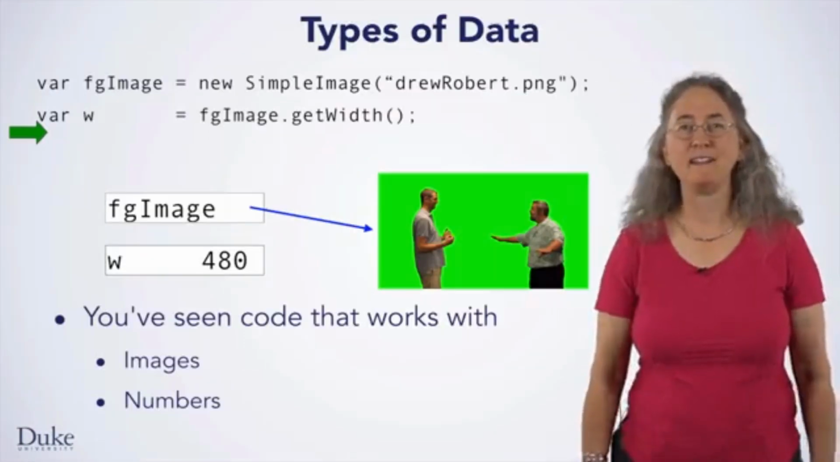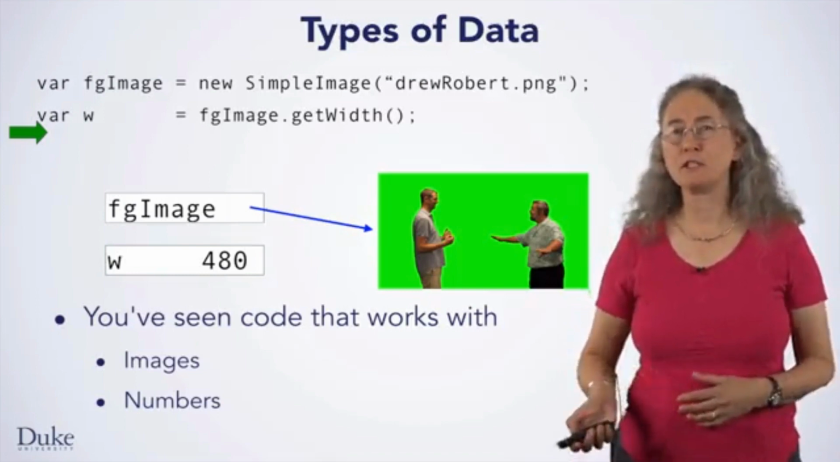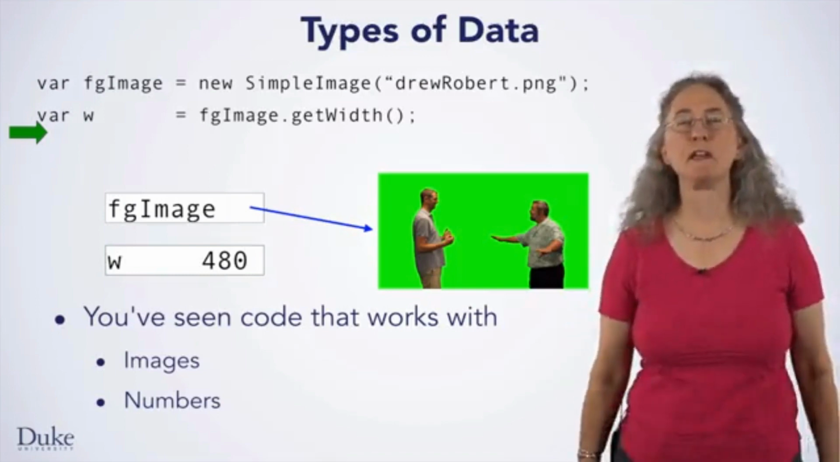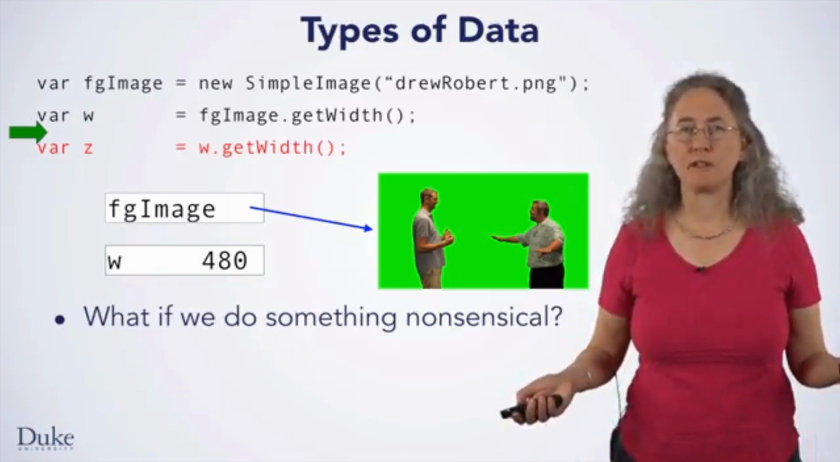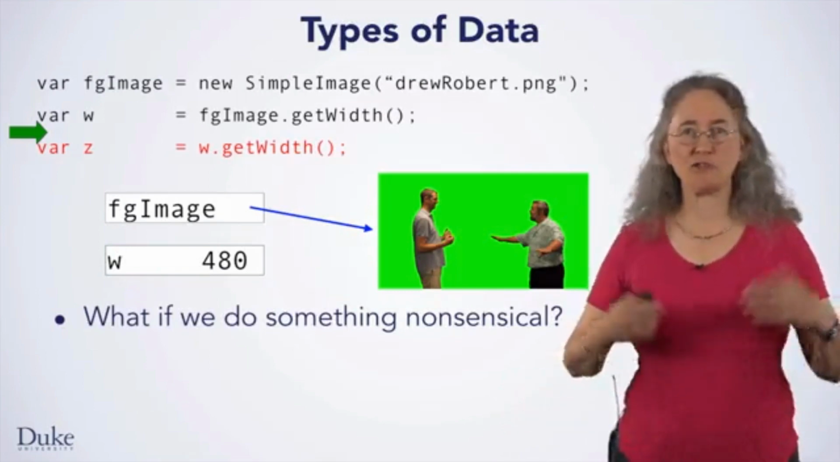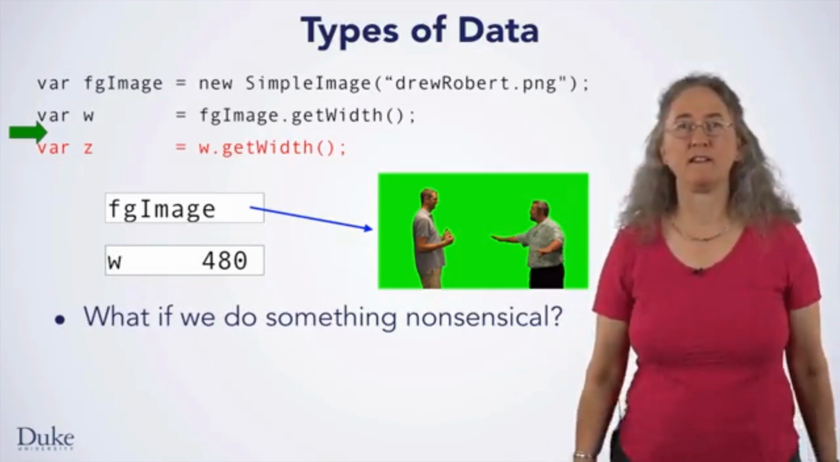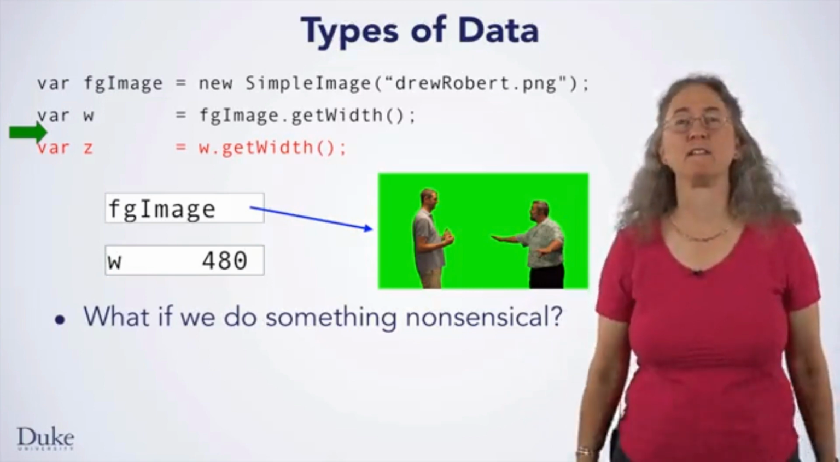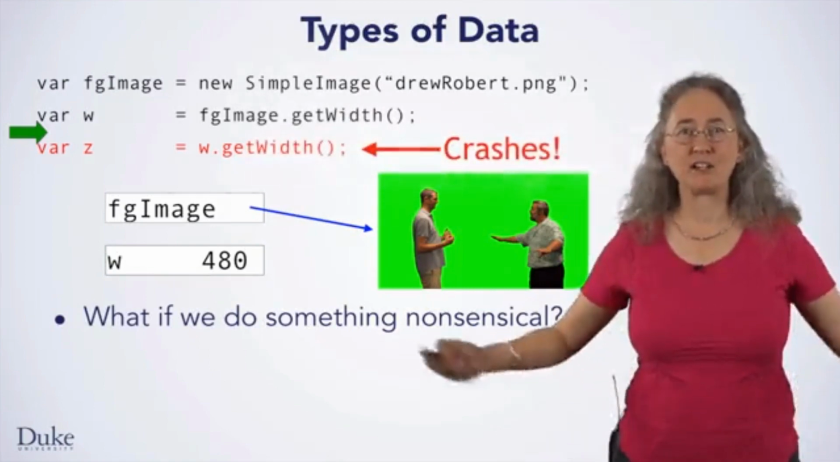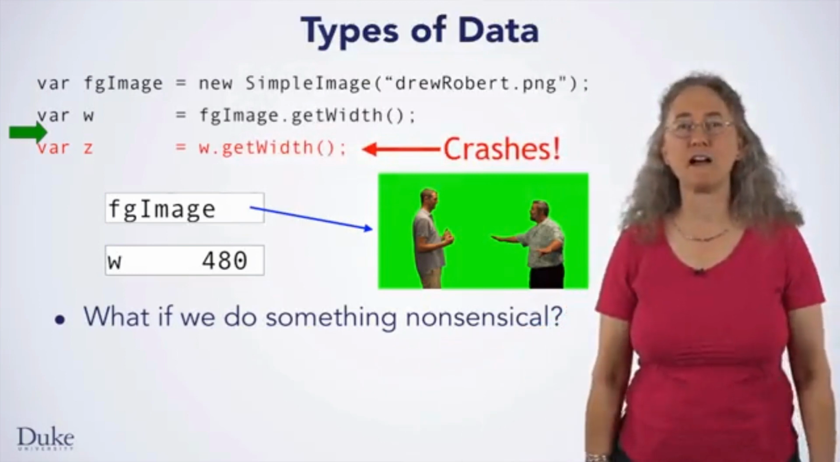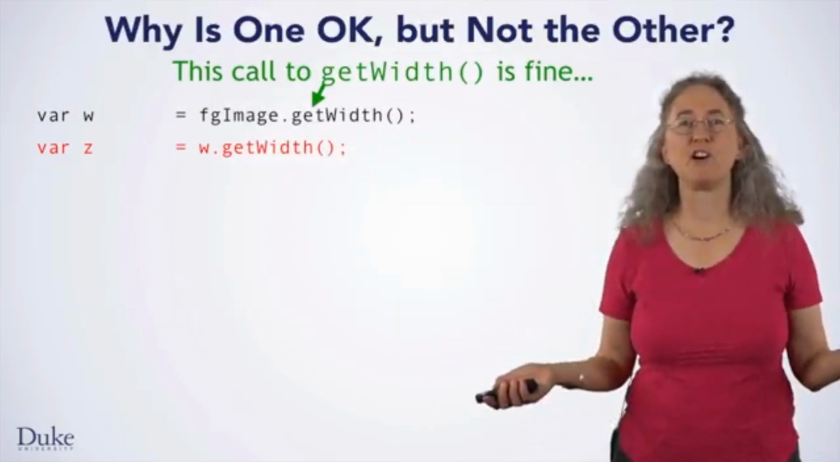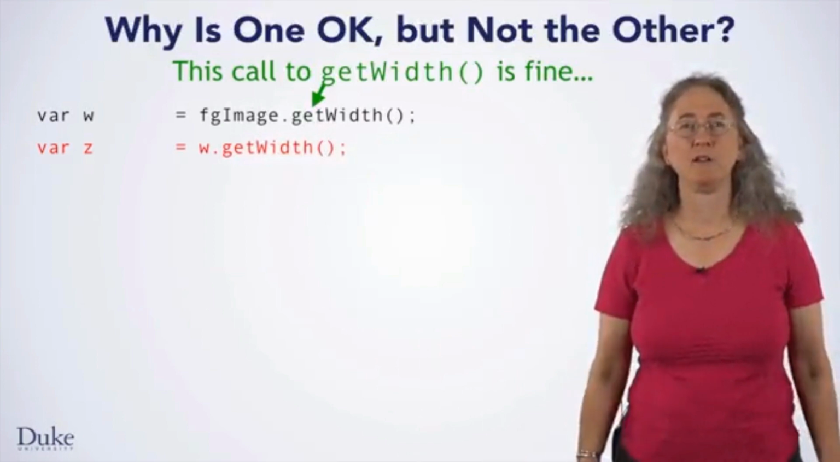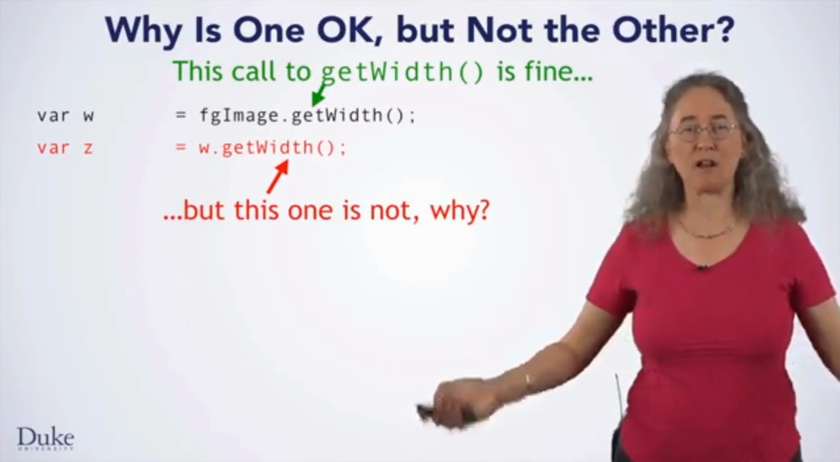Welcome back. Now you've seen a bit of code that works with images and numbers, two different types of data. But what if we do something that does not make sense, like try to do w.getWidth? W is the number 480, which doesn't have a getWidth method. In this particular case, the code will crash when execution reaches this line. So why is this call to getWidth fine, but this one crashes the program?